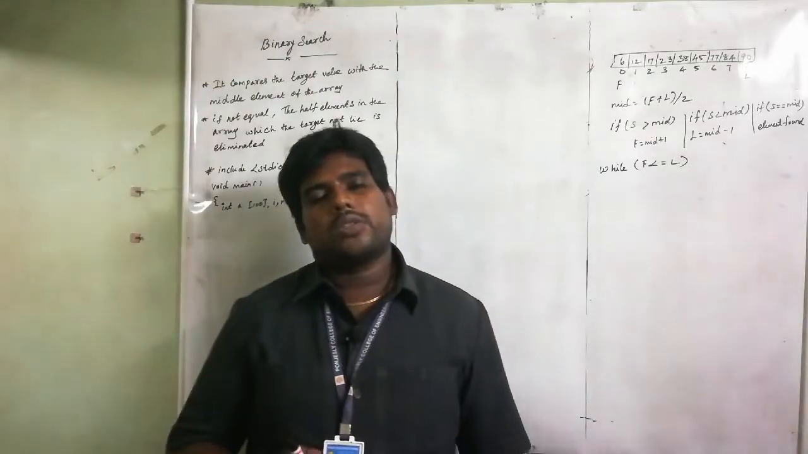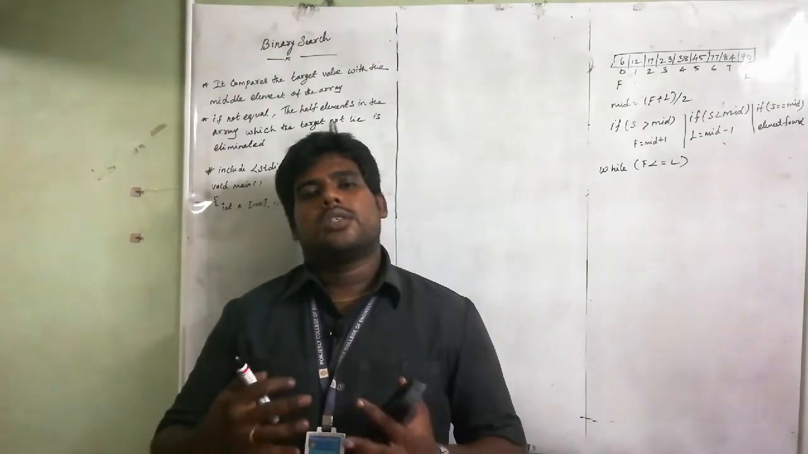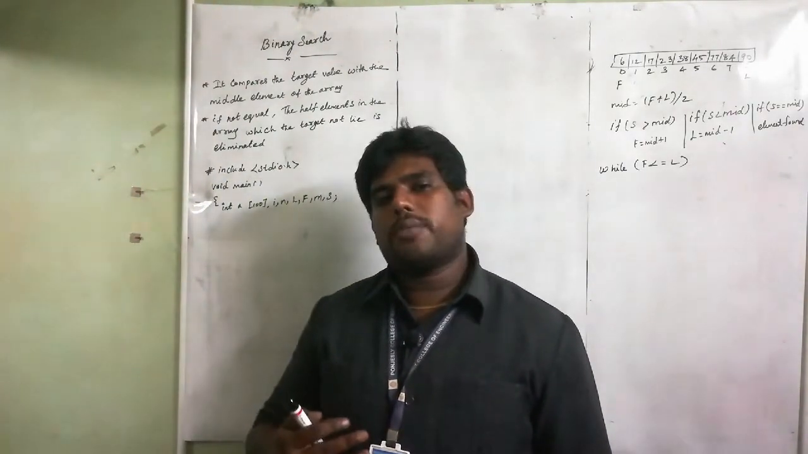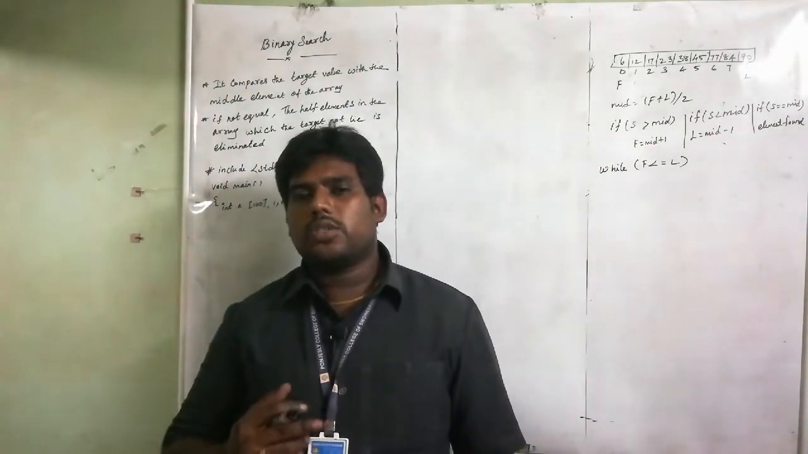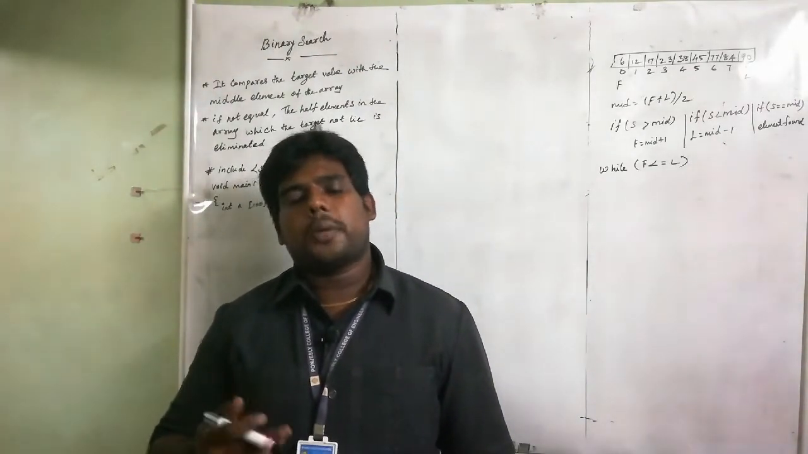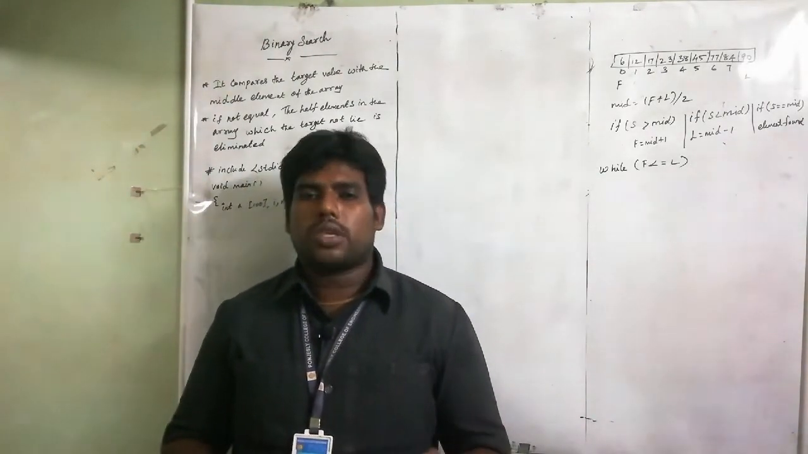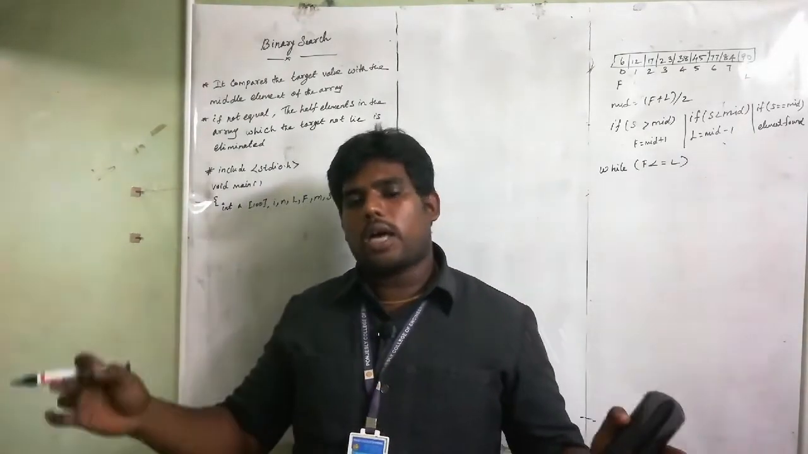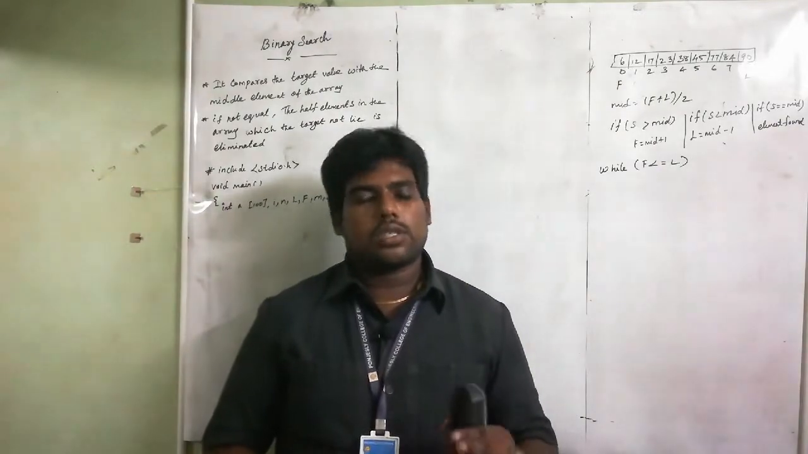In the previous video session, I explained the searching concept, right? What is searching? Searching is nothing but checking whether a particular element is present in the array or not. There are two types of search: one is linear search, another one is binary search. The linear search is otherwise called sequential search. From the first element to the last element, it will check one by one. That is sequential or linear search.